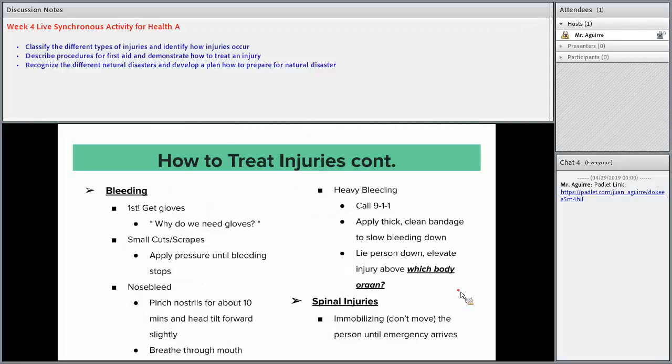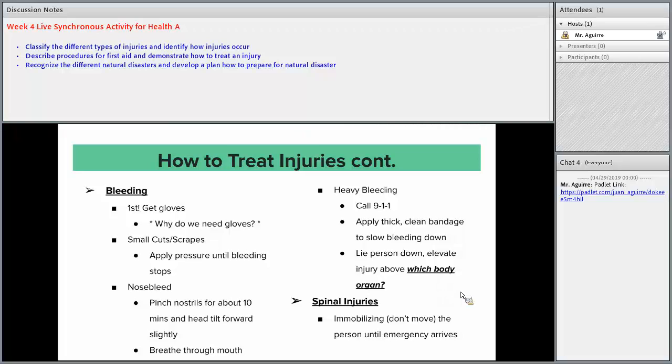So here we go. How to treat injuries. Let's talk about how to treat injuries. Now be careful. You see blood, any injury, whatever, you get gloves, no matter what. Why do you think we need gloves? What can happen? If you think you can get diseases, yes. Some diseases such as HIV, hepatitis, yes. Bloodborne illnesses, you want to prevent that. It's important to get gloves.